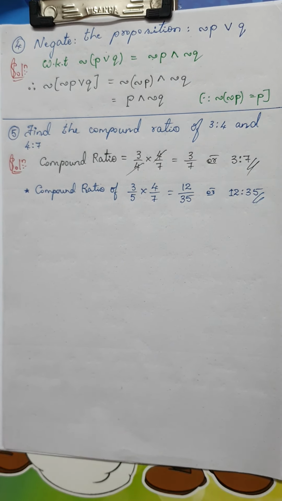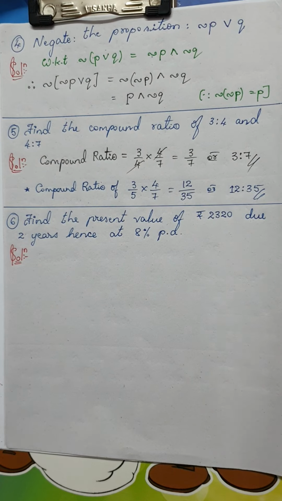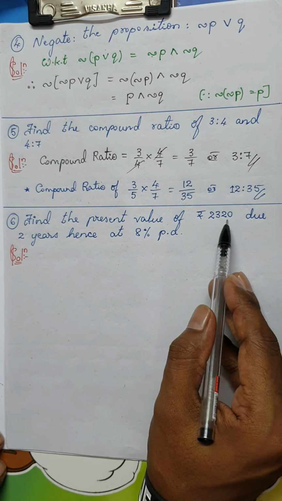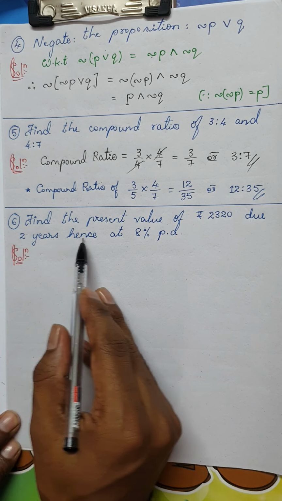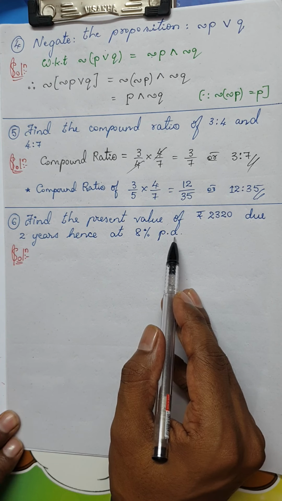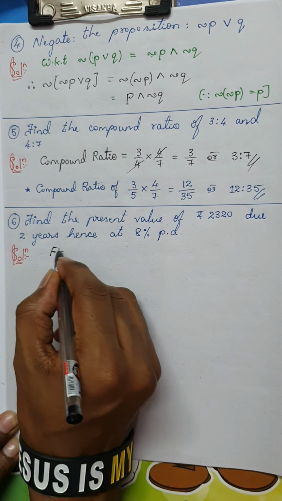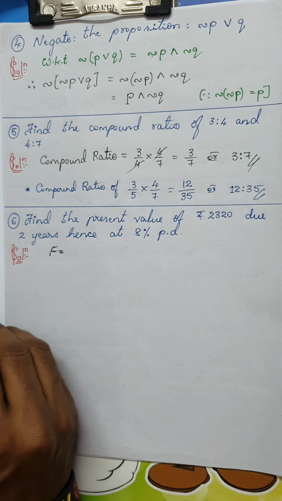Don't you think it is very simple, dear students? Definitely. Right, let's go on to the next question. So question number 6 goes like this. Find the present value of rupees 2,320 due 2 years hence at 8% per annum. So let us write down the given data. Here, what is the face value of the bill?